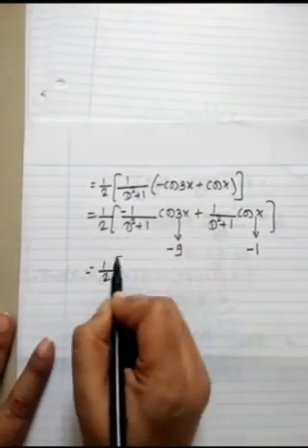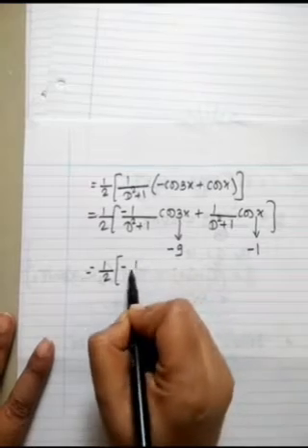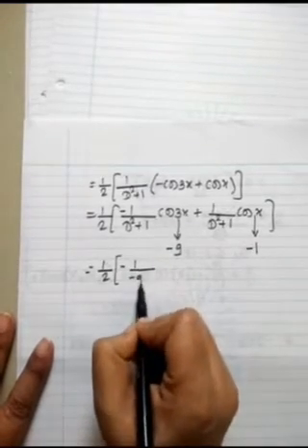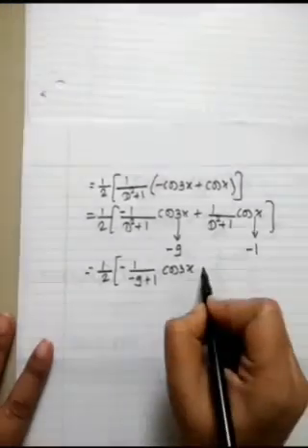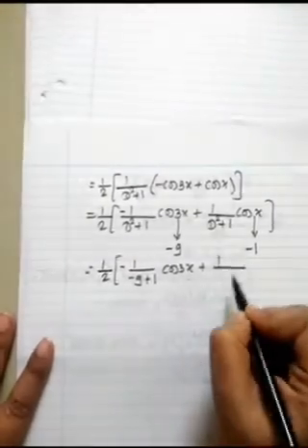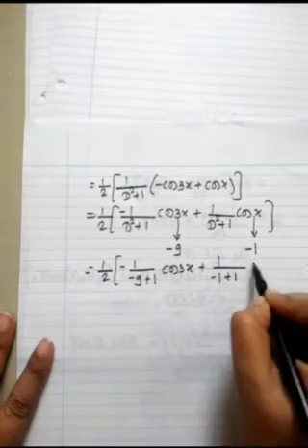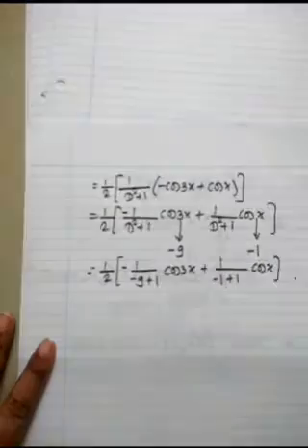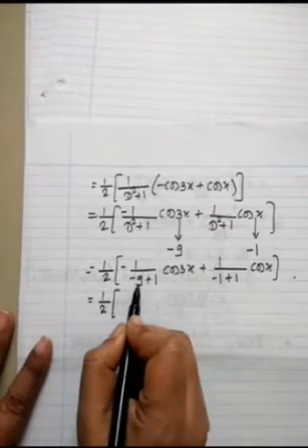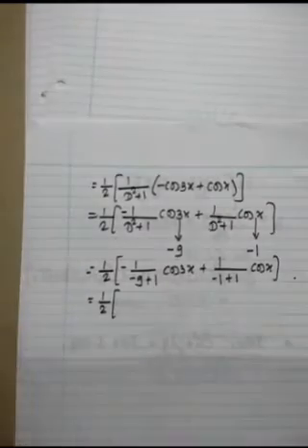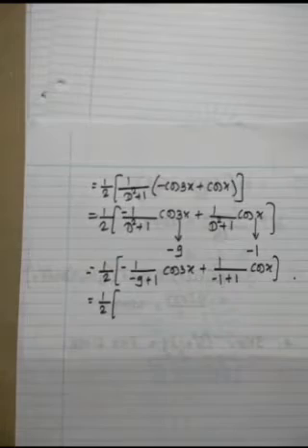That is 1 by 2, the minus sign is outside. 1 upon D square is minus 9 plus 1 cos 3x, plus 1 upon minus 1 plus 1 cos x. Right? So it is 1 upon 2, it is minus 8. Minus 9 plus 1 is minus 8, and there is a minus sign.